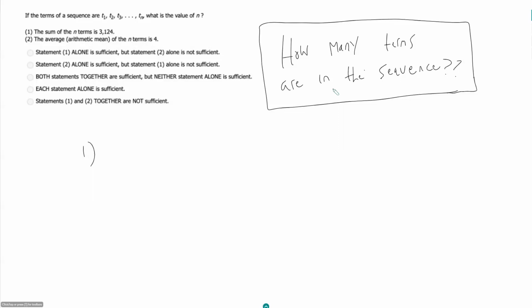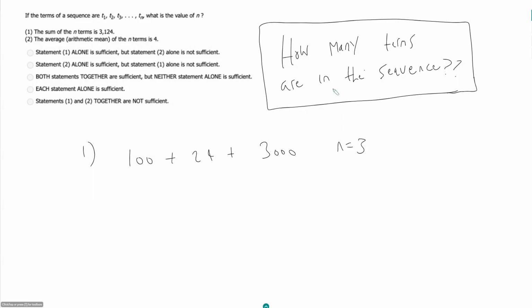The sum of the n terms is 3,124. Okay, so our individual terms can look like anything, it seems like. There's no pattern or anything here. So let's say our sequence is, we got 100 plus 24 plus 3,000. So in this case, n would be equal to 3. We got 3 terms in our sequence.